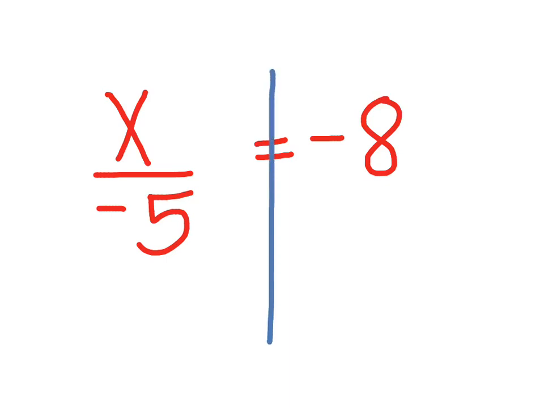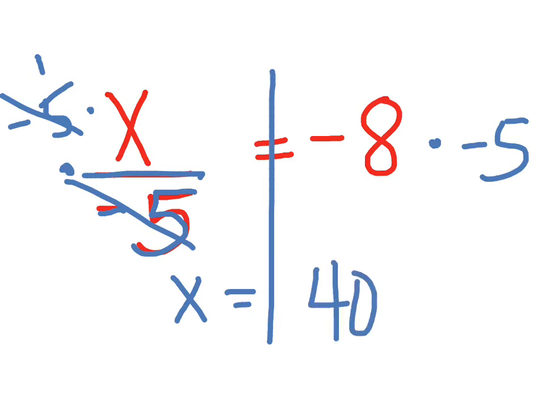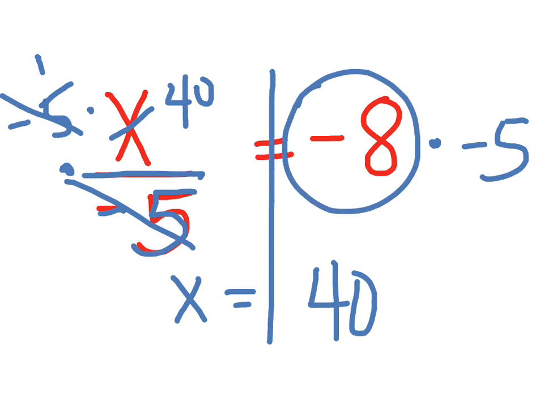Okay, draw the line. This is dividing by negative 5. So the opposite of dividing by negative 5 is multiplying by negative 5. Cross that out. That will be 1. 1 times x equals x. Bring down the equal sign. And then negative 8 times negative 5 equals positive 40. To check your answer, positive 40 divided by negative 5 equals negative 8.